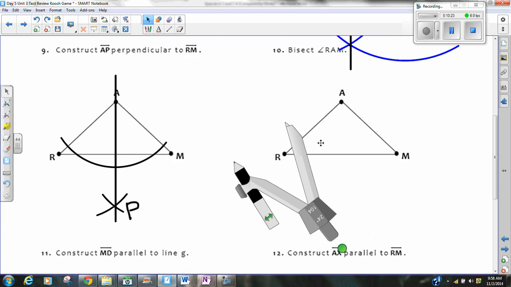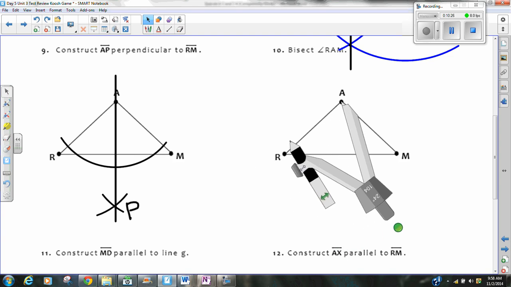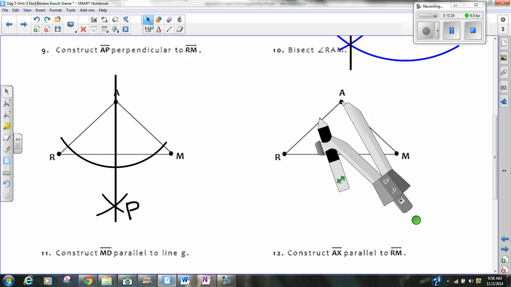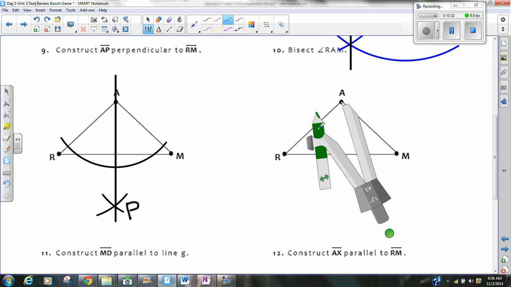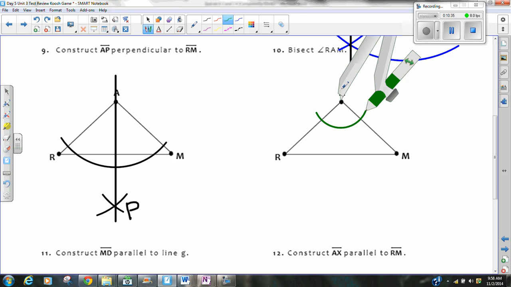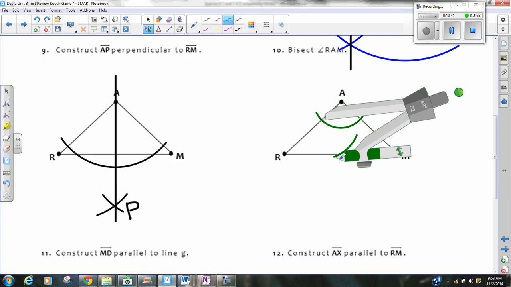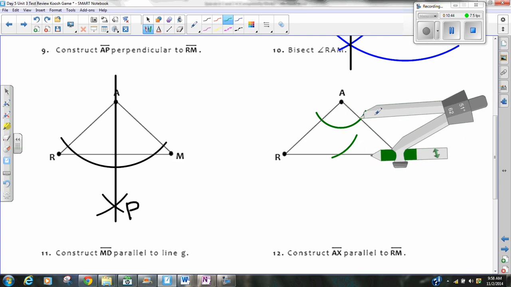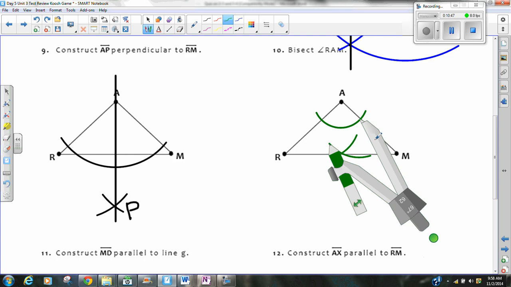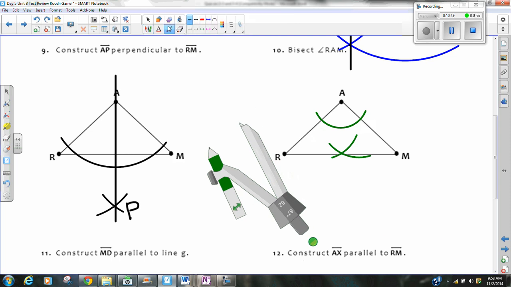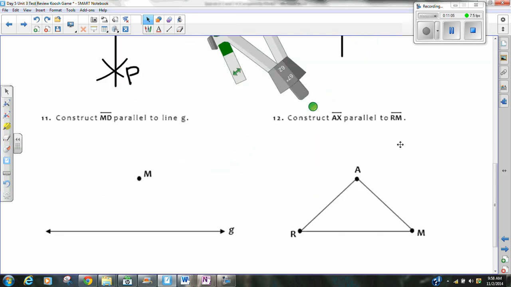The next one says to bisect angle RAM. Well, angle RAM means A is the vertex, so I'm going to come to the vertex. First thing you do is make an arc for the angle, if you recall. Then you come down here, stretch it over halfway. I'm going to go a little further out so it goes below this. And then cursor over to the other point of intersection and cross the arc. I then pick up my line and connect. And there's my angle bisector, RAM.